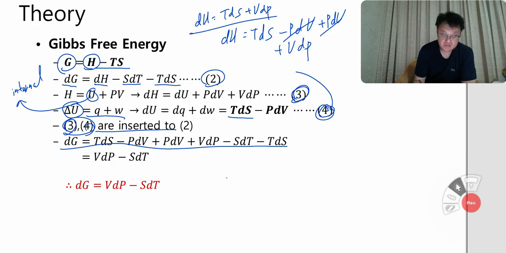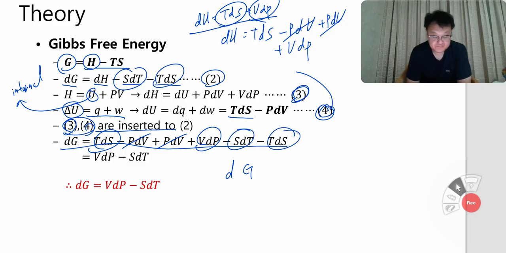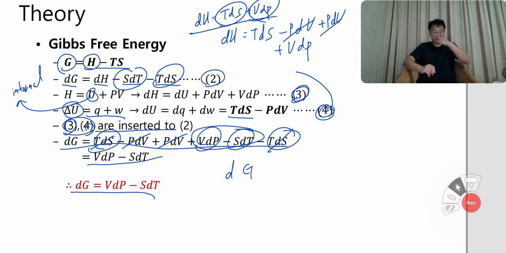And now dG, okay, let me, I already removed that. So TdS, VdP minus SdT, okay, minus TdS, and then they are removed as well. And then VdP minus SdT, okay. So dG becomes VdP minus SdT.